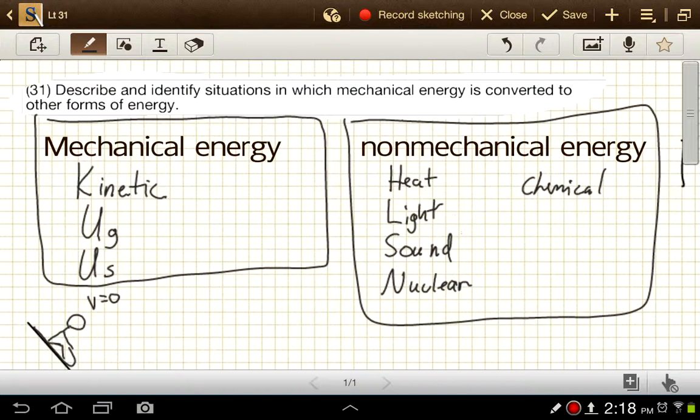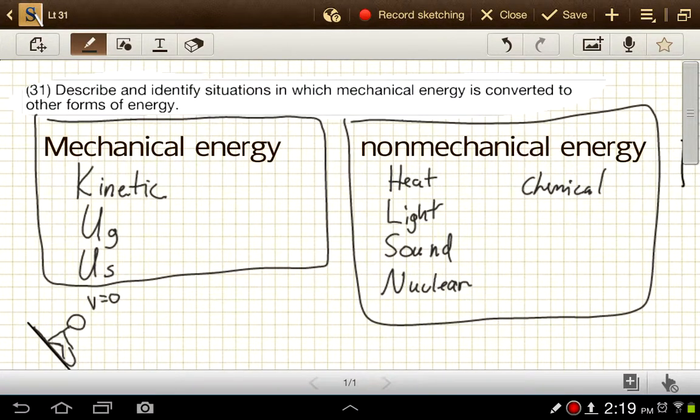Now, light and sound are clearly different from kinetic and potential from gravity and potential from springs, to a certain extent anyway. Sound is the vibration of molecules, so we could think of that as being kinetic energy. Nuclear is definitely different. This is the idea that matter and energy are really just two forms of the same thing. So we can change matter into energy, and we can change energy into matter. When those processes happen, we call that nuclear energy. So this is energy that's associated with the particles within the nucleus of an atom.